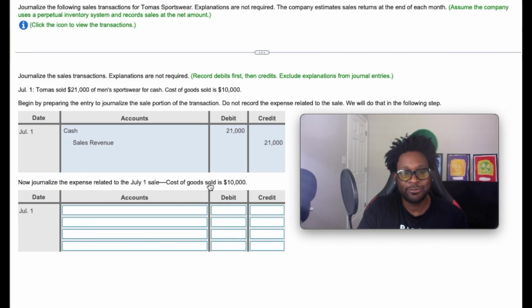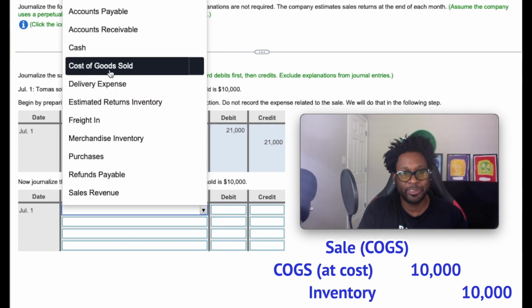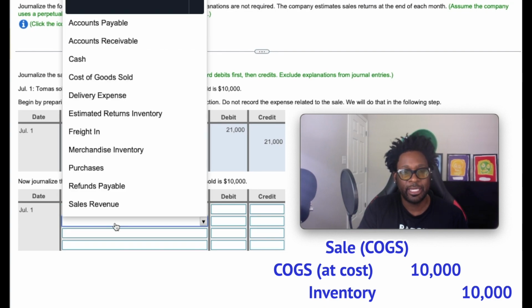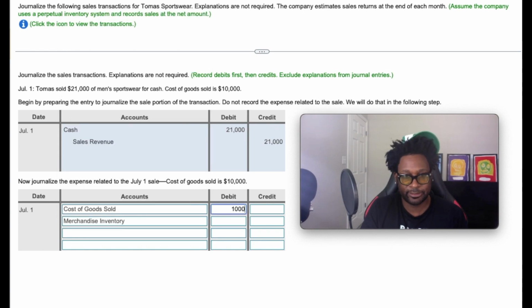Fantastic. Next, we must account for the actual inventory that's sold. And we know that an expense arises every time we sell inventory called cost of goods sold. Thus, we're going to create that expense by debiting cost of goods sold, and we're going to credit merchandise inventory at cost of the $10,000. We're going to check our answer.